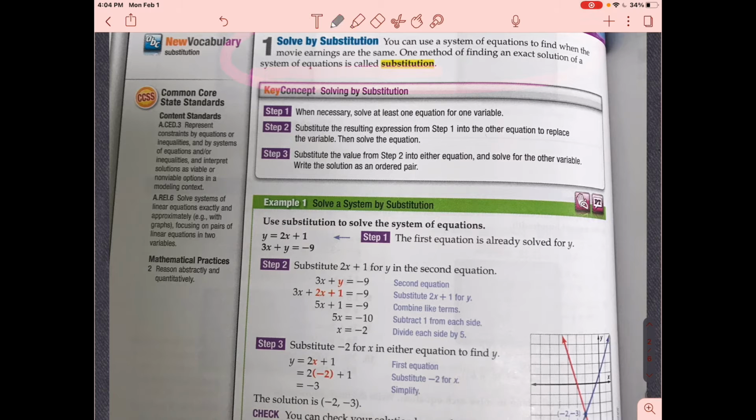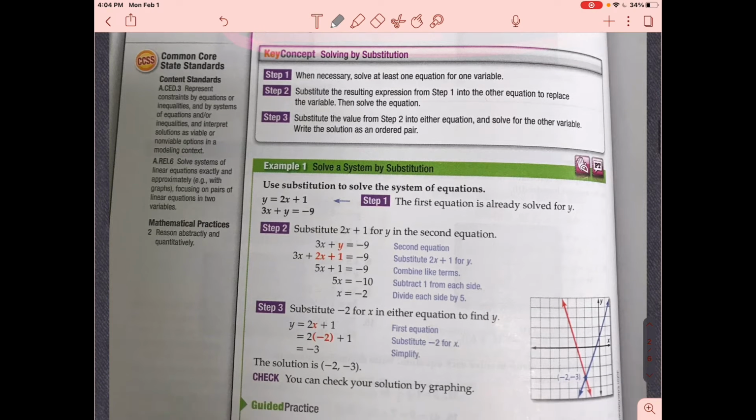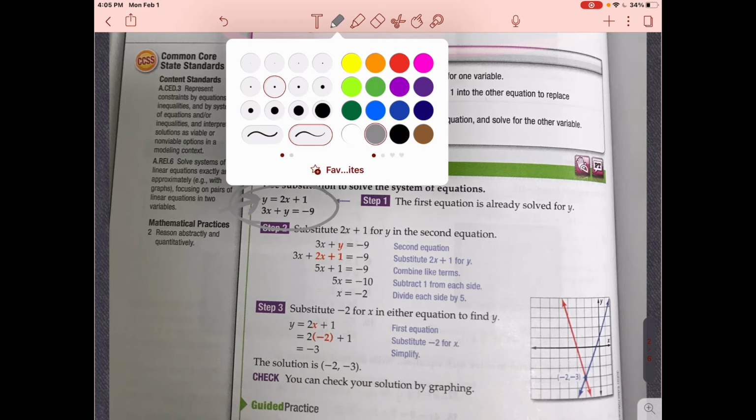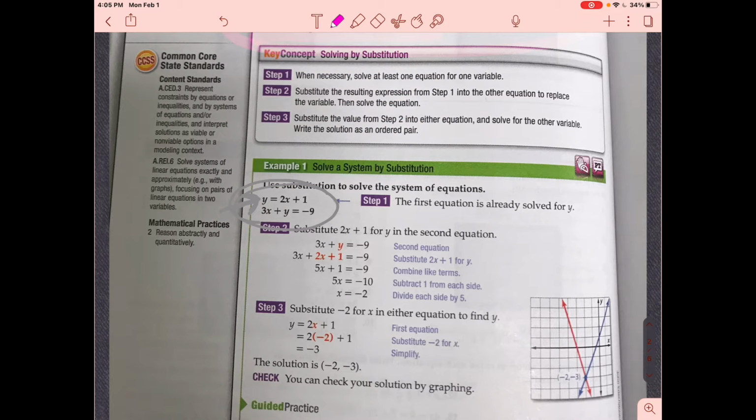In this, we're going to have equations like this, and one of the equations needs to be solved for one of the variables. So y equals is perfect. It could be x equals, but this is perfect. What we're going to do is take this piece of information, since we know that y equals 2x plus 1. We actually know that 2x plus 1 is the same thing as y. So we're going to take this 2x plus 1 and plug it in instead of y in the second equation.